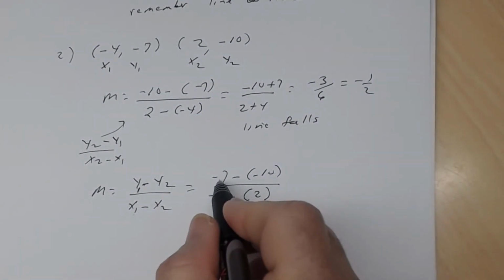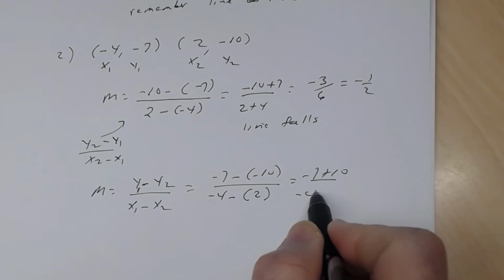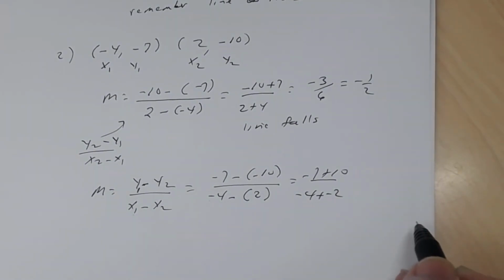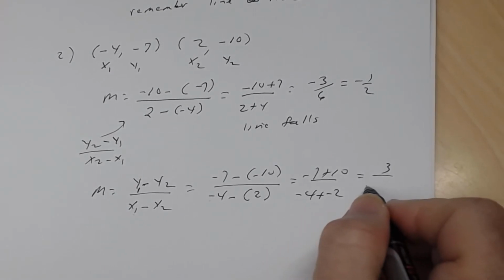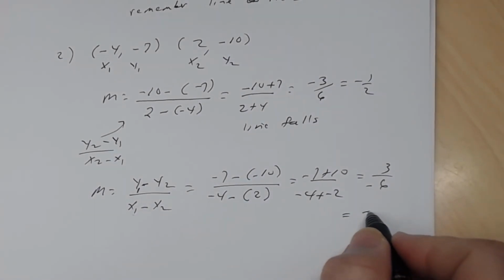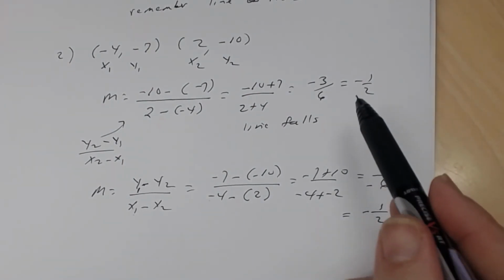All right, so this becomes -7 plus 10, and this becomes -4 plus a -2. And so -7 plus 10 is 3, -4 plus a -2 is -6, but notice when I reduce, I still get the same slope.